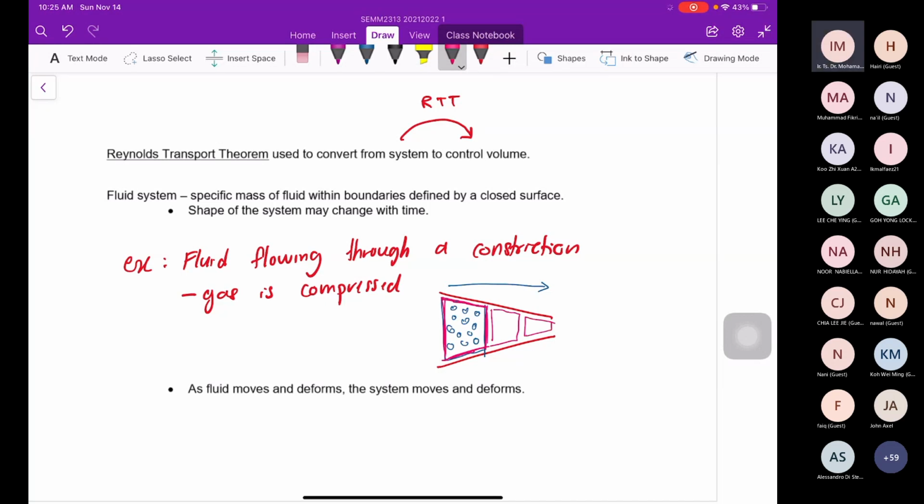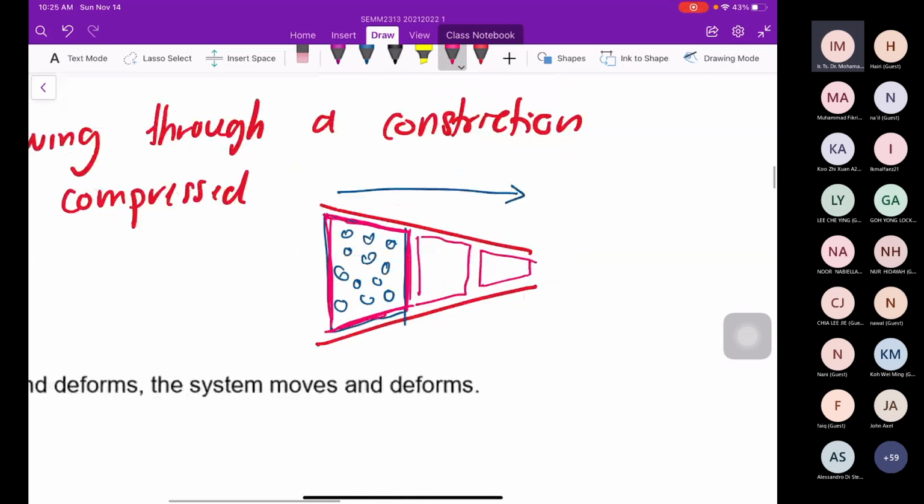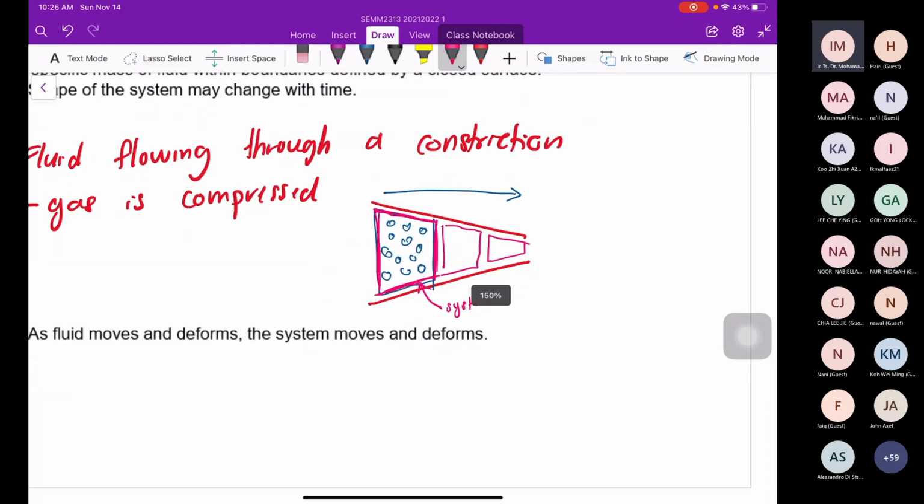That means the region will change because this is considered a fluid system. As the fluid moves and deforms, the system moves and deforms. Alright, you can see here, this is a system. The system will follow the fluid. As the fluid passes, it will go through to the next region and until the last section.